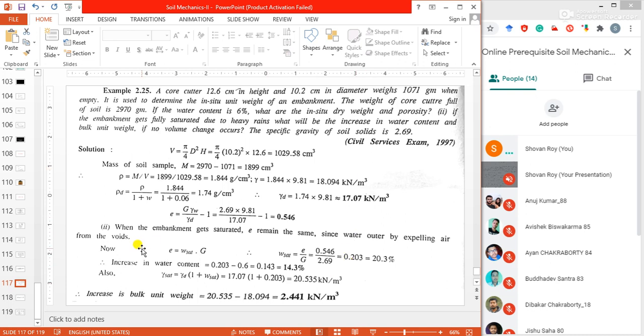Now the void ratio is available from this formula, and we have got the in situ dry density and porosity.